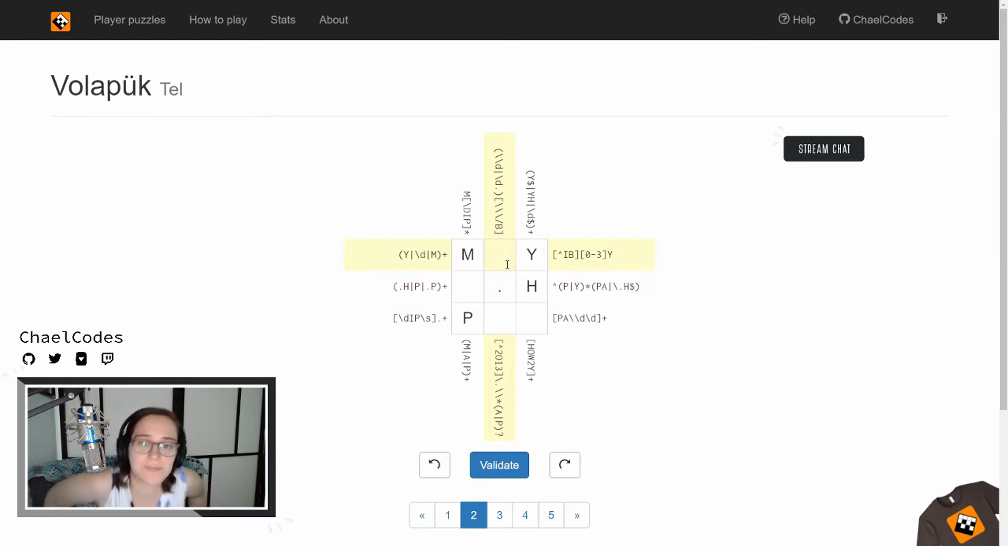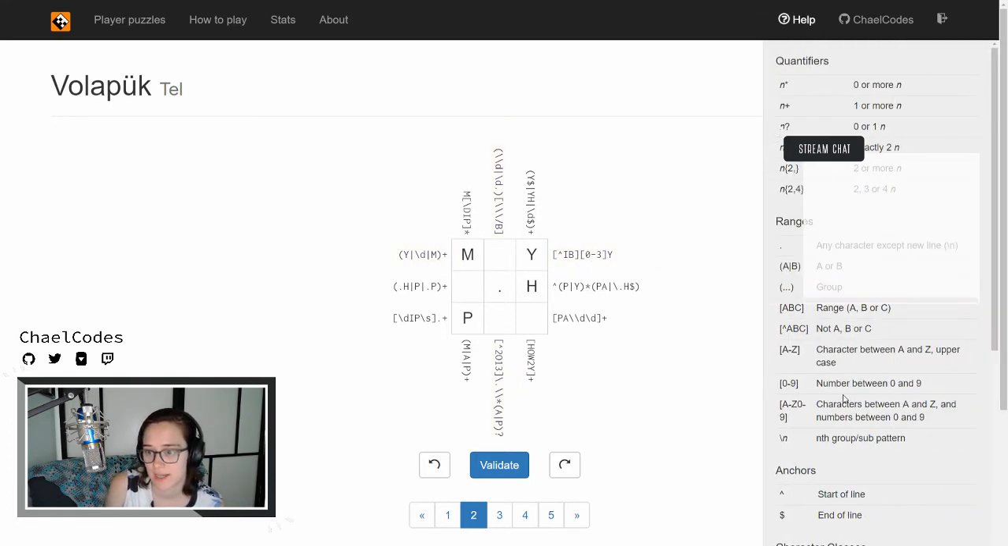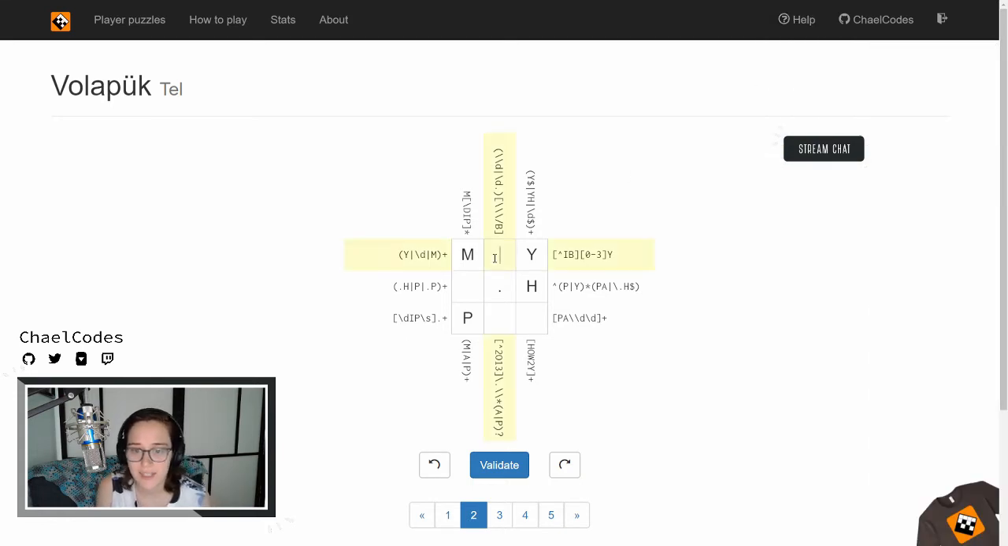Let me look at this. Okay. So this bottom one says that it can't be 2, 0, 1, or 3. And this right one says that it has to be a number between 0 and 3. Let me look at help really quick. So we've got square brackets, dashes, number between 0 and 9. Yeah, that's all pretty clear.